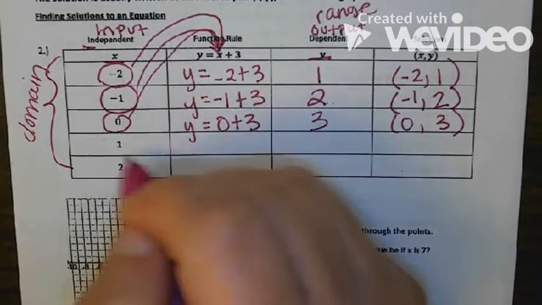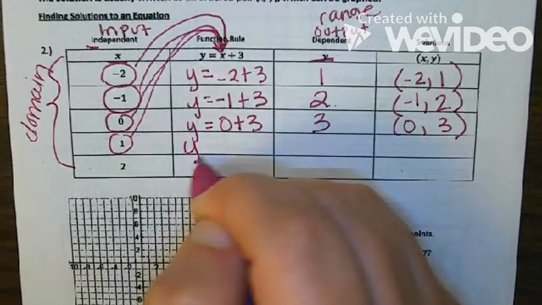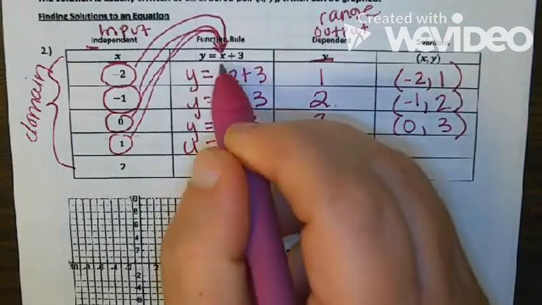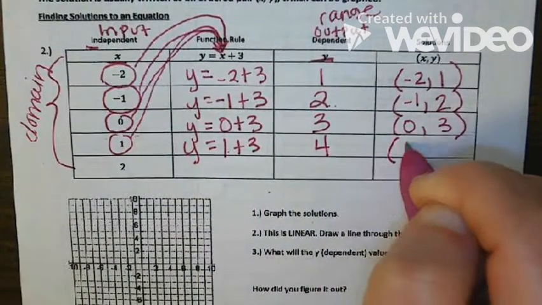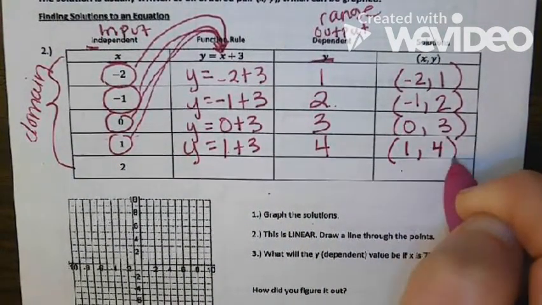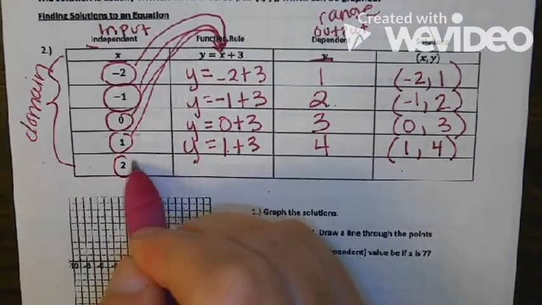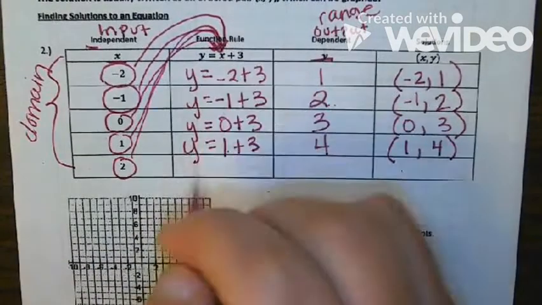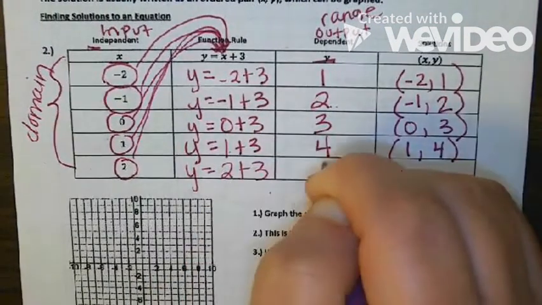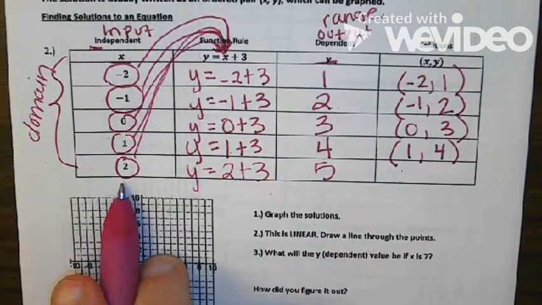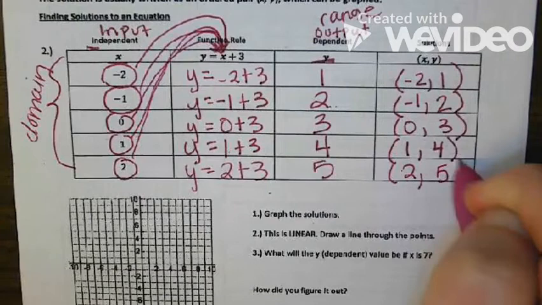And I keep plugging in to this same function rule. Well, what if X was 1? Well, 1 plus 3 is 4. So if X is 1, Y is 4. And my last X value I plug in. Y equals 2 plus 3. 2 plus 3 is 5. When X is 2, Y is 5.